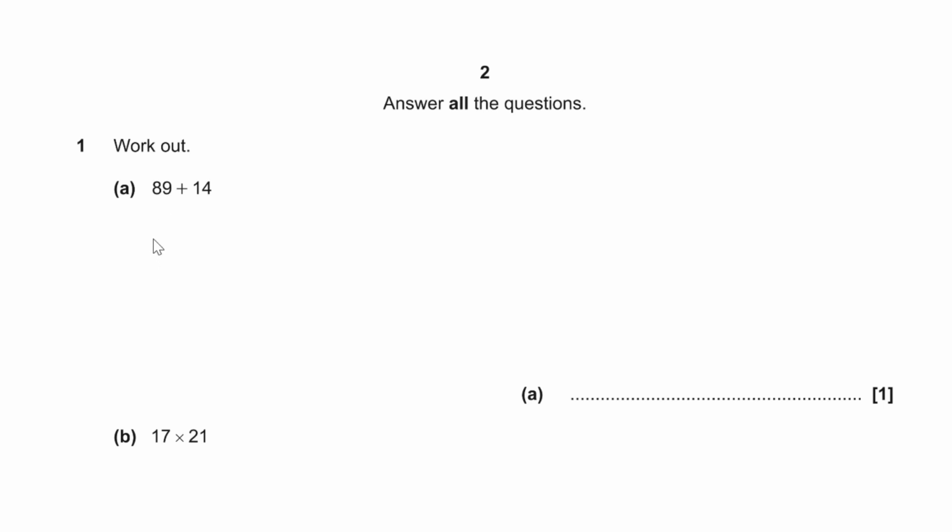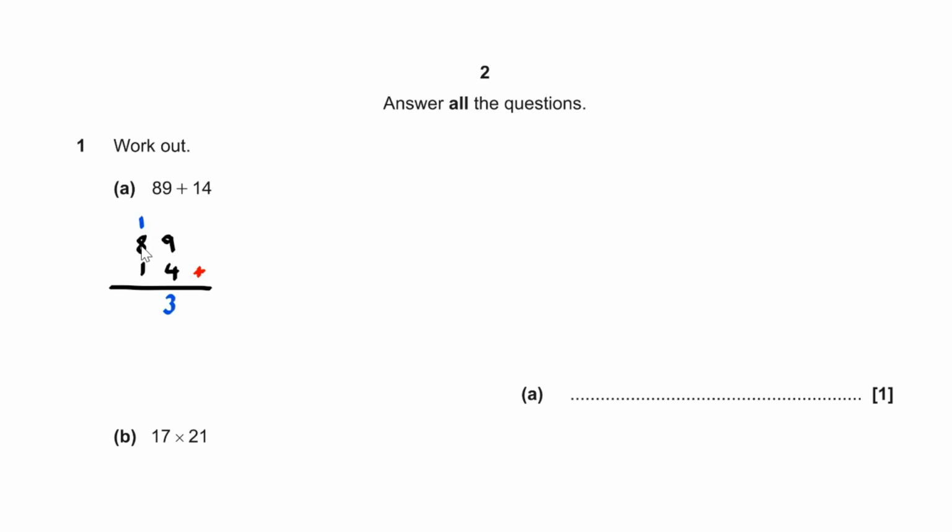So if we align everything vertically, we have 89 being added to 14. What you can see here is if we add those together, 9 plus 4, that's 13. So then we carry the 1 here.